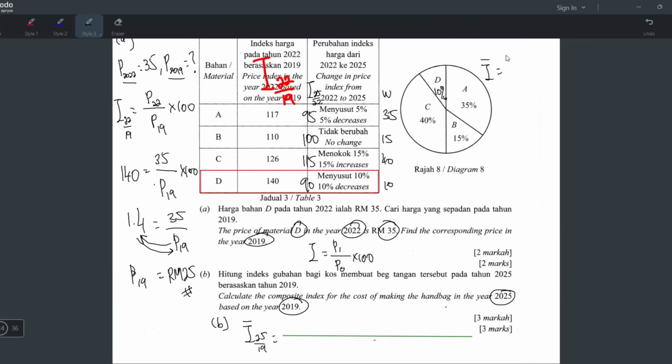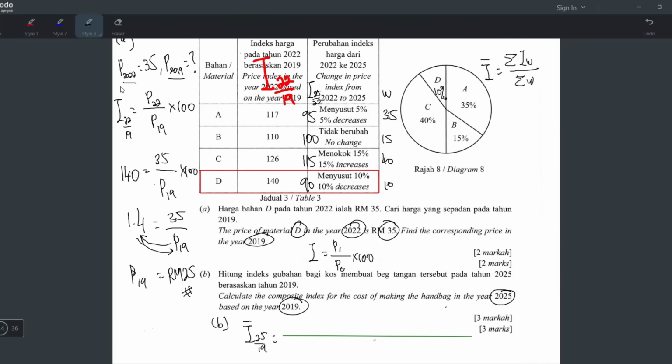Okay, the formula is take the sum of I darab weightage bahagi dengan sum of weightage. Sum ataupun jumlah I darab weightage over the sum of weightage. So for the I, you have to choose this I or this I. Look at the year lah. They want 2519. So is there 2519? Oh, tak ada ah.